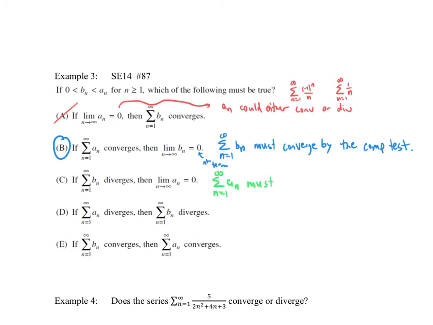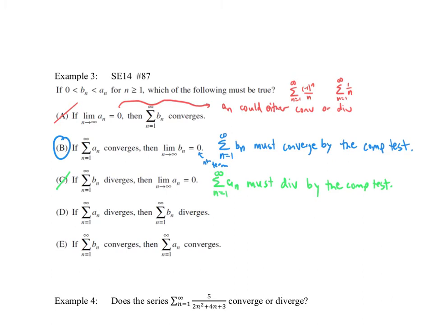And that's going to be by the comparison test as well. Now the question is, if you have a divergent series, is the limit of the series 0? Well, it might be, because the harmonic series diverges and the limit is 0, but is it a guarantee? No. So C is gone. We know the answer is B anyway, but C is gone.